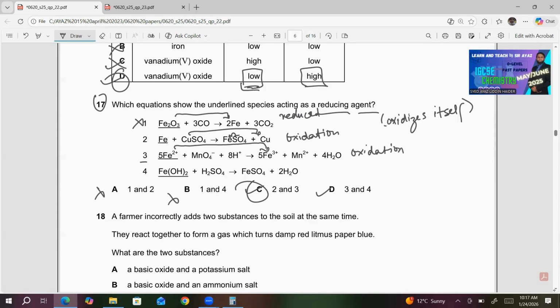Just confirming our answer, we will look at 4 also. Fe(OH)2 plus H2SO4 gives FeSO4 plus 2H2O. If you look at the oxidation number of Fe on both sides, it is +2. So it's neither reduction nor oxidation. No change in oxidation number. So this is incorrect. So C will be the right answer in this case.